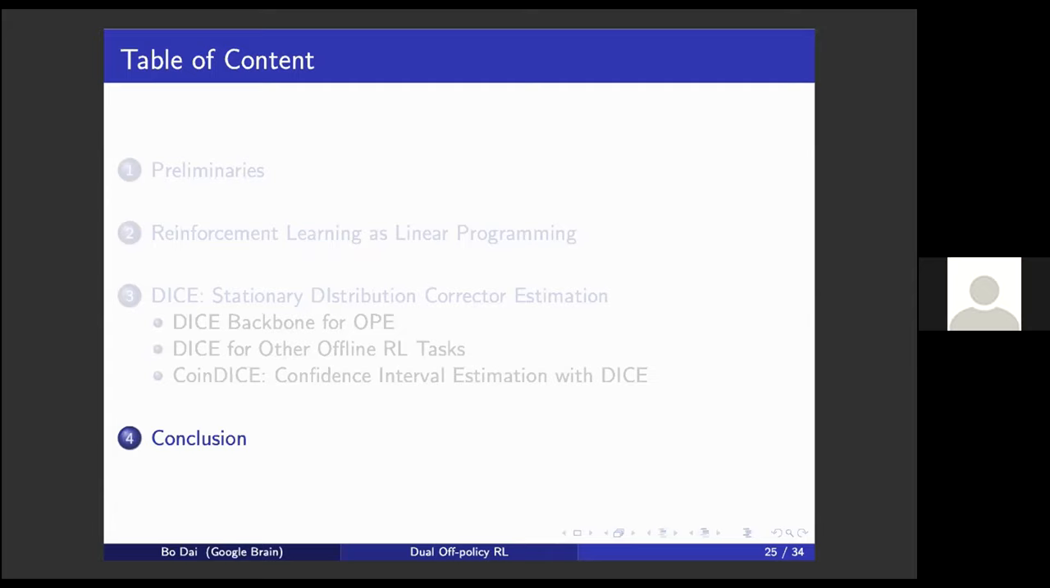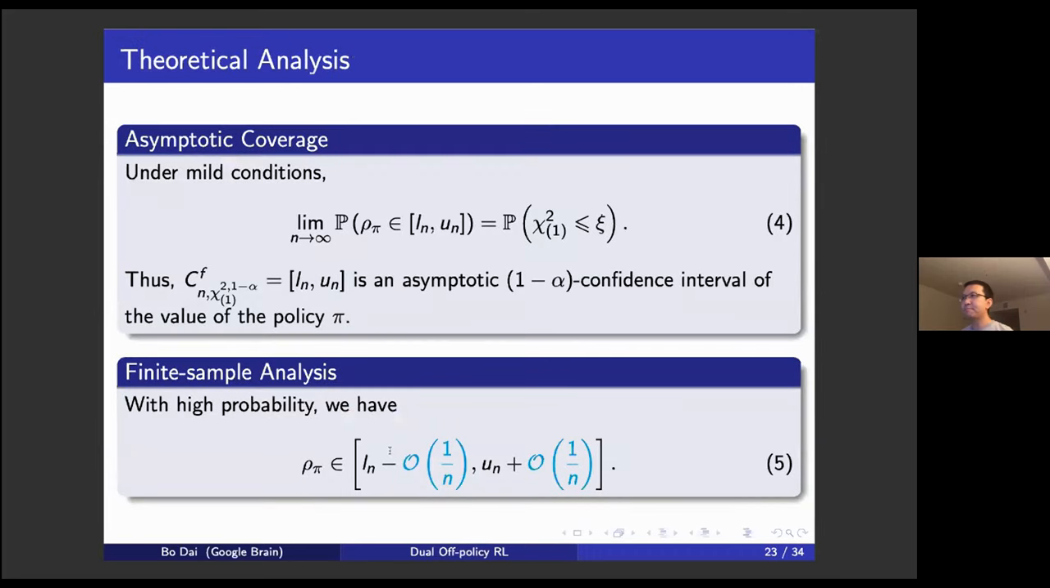Yeah. So, can you turn to the previous slides about the asymptotic results for the coin dice? I'm just wondering, here it says that when n tends to infinity, the probability that rho pi belongs to this interval can be characterized by this chi-square distribution, right? Can you give some intuition about why the distribution is some kind of chi-square? Is it true that because the distribution for the rho pi can be regarded as a summation of a list of squared random variables? Is that true?